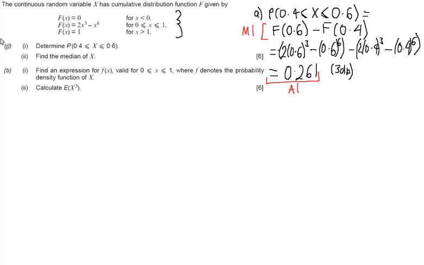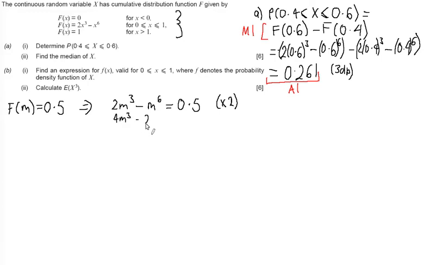Okay, part B asks us then to find the median of x. So what we know is that the median is the midpoint, and it will be where the probability is equal to 0.5. So the cumulative probability up to the median will be 0.5. So we're going to set up this equation, replacing x with m. So I get 2 lots of m cubed minus m to the power of 6 equal to 0.5. I don't want a fraction in my working, so I'm going to times this by 2 to get 4m cubed minus 2m to the power of 6 equal to 1.